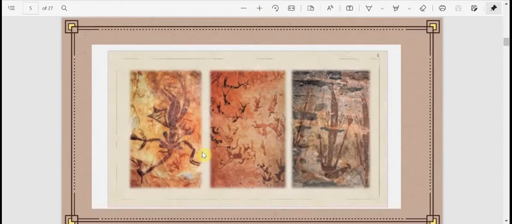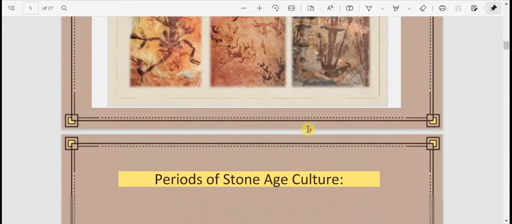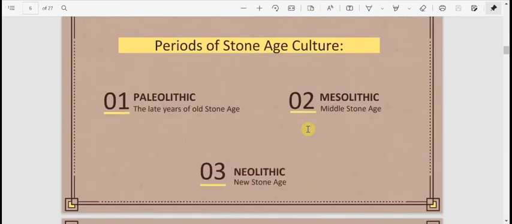Okay. So, in order for us to talk about prehistoric art, there is a need to situate it within the context of the three periods of Stone Age culture, which roughly span 14,000 to 2000 BCE. We have three periods under the Stone Age culture. First, we have the Paleolithic age, the late years of the Old Stone Age. Next is the Mesolithic or the Middle Stone Age. And third, the Neolithic or the New Stone Age.